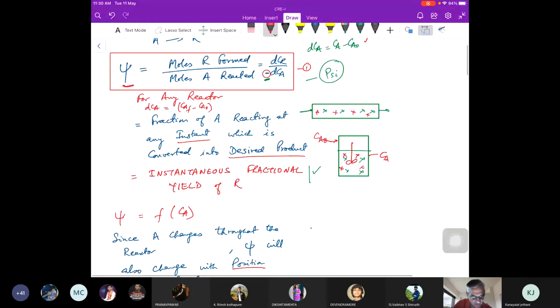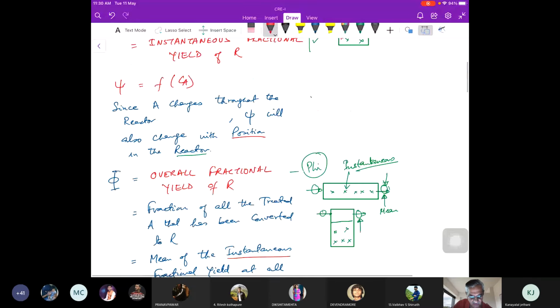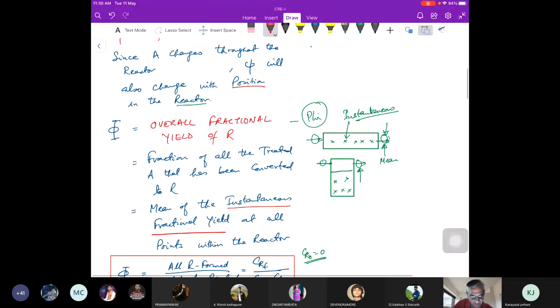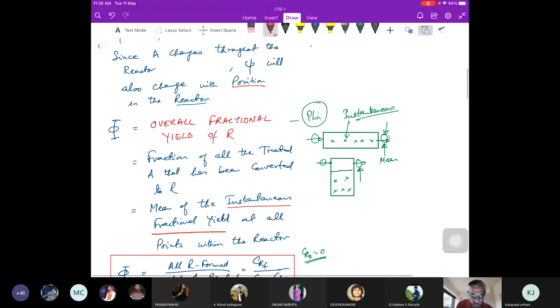Okay, so next is phi, which is overall fractional yield of R. So, total कितना बना? Instantaneously in the reactor कितना बन रहा है कहाँ पर is okay, but not as important as how much is actually formed at the exit of the reactor. Because ultimately we are not going to see कि अंदर क्या हो रहा है. We are mostly tracking input and output, right? So then we define phi, which is overall fractional yield of R, which is called phi.